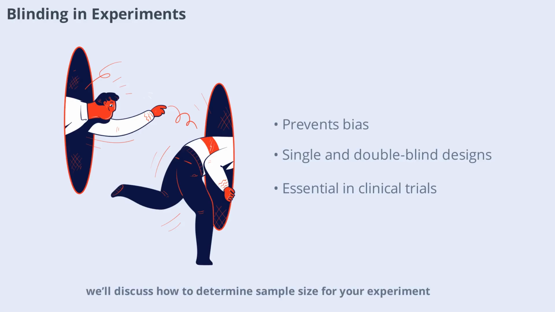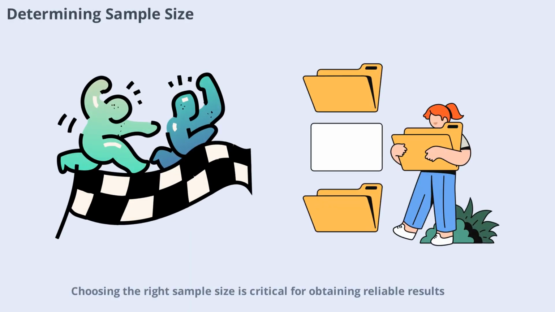Next, we'll discuss how to determine sample size for your experiment. Choosing the right sample size is critical for obtaining reliable results. Too few subjects can lead to inconclusive findings, while too many may waste resources. Statistical methods help estimate the minimum number of samples needed to detect meaningful effects. Factors like expected effect size, variability, and desired confidence level all play a role. Proper sample size planning increases the power of your experiment.